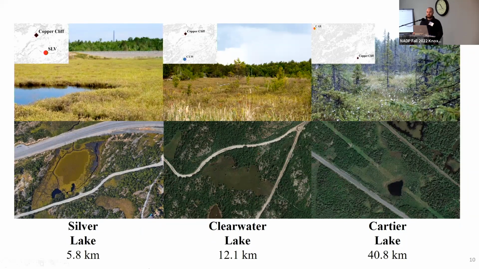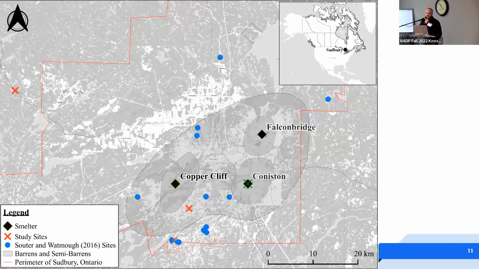As you can see from the picture, it looks more like a northern peatland than the other 2. This is just a map of the study area. The red X's are our 3 study sites. Again, that's Silver Lake, closest to the smelter, Clearwater Lake, and then Cartier Lake is way over here. Along with our 3 peatlands, we also had data from a previous study done by Suter and Watmough, and they looked at 25 different peatlands in the area, so we were able to use some of their data for this study as well.